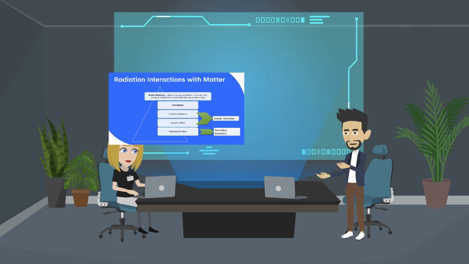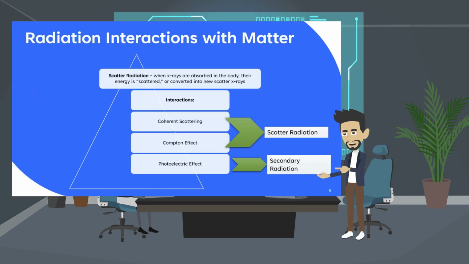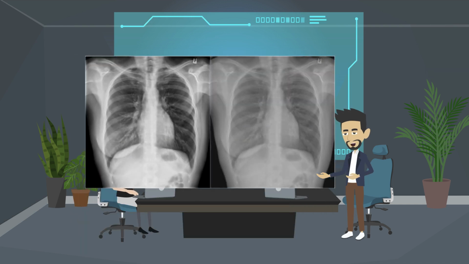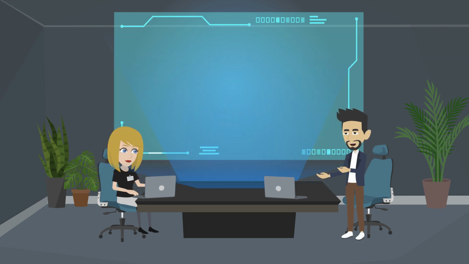To summarize, when diagnostic X-rays are absorbed by matter, they are scattered, forming scatter and secondary radiation by means of coherent scattering, the Compton effect, or the photoelectric effect. The greatest quantity of scatter formed during routine radiography is caused by the Compton effect, which scatters photons in all directions. This scattered radiation causes fog on the radiograph, decreasing radiographic contrast and decreasing the visibility of detail. The fog level becomes objectionable when the thickness of the subject is greater than 10 to 12 centimeters.